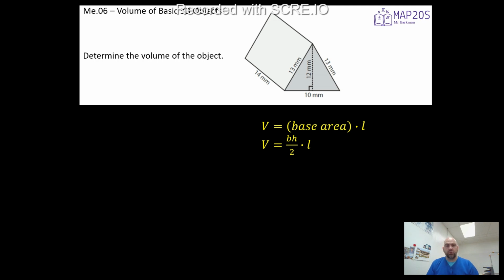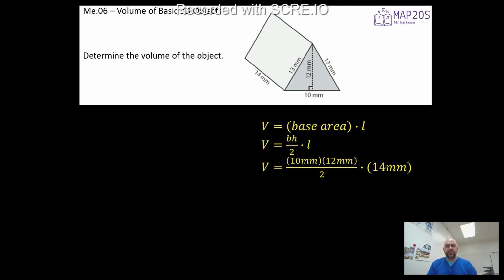Now you can try this at home as well, or you can try this on your own as well. What you're going to see is we have a base length of our triangle of 10, a height of our triangle of 12, and we're going to divide that by 2 to get the area of our triangle. That's our first step. Every single time it's our first step for volume. Then we're going to take that answer and we're going to multiply it by the length. In this case here, the length is 14 millimeters. So we're going to take that answer, multiply it by 14.